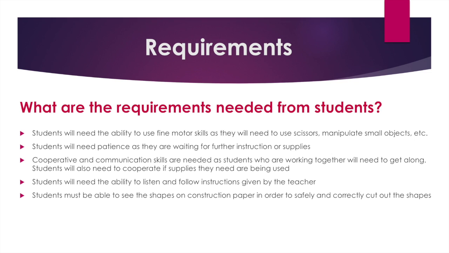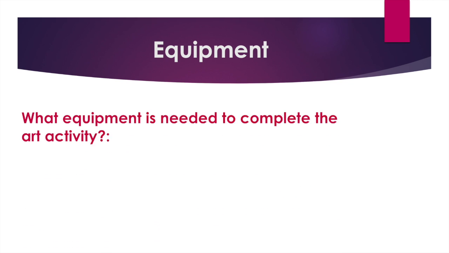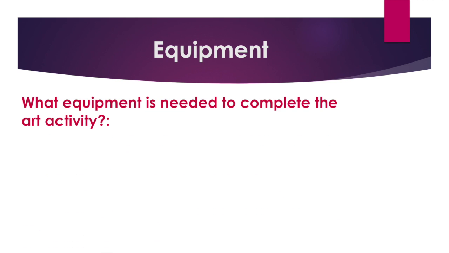Students must be able to see the shapes on construction paper in order to safely and correctly cut out the shapes. Students must be able to recognize difference in size as the googly eyes used in this art lesson are 2 different sizes. So what equipment is needed to complete this activity?